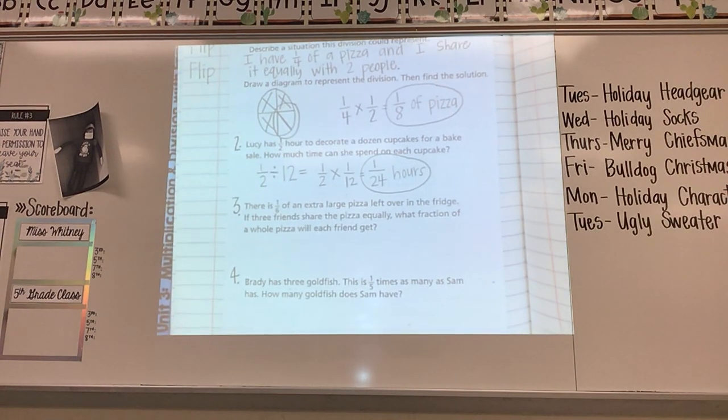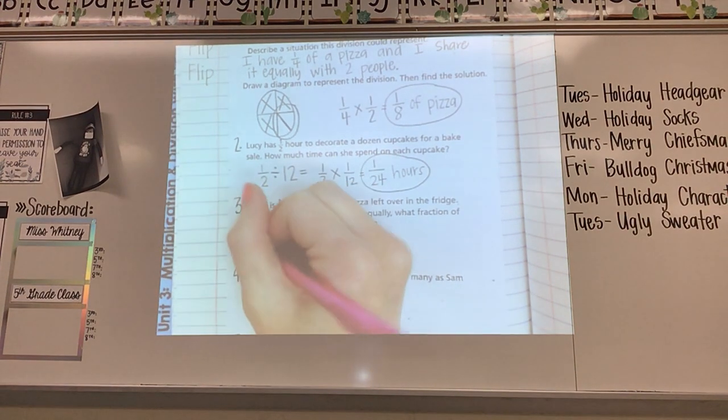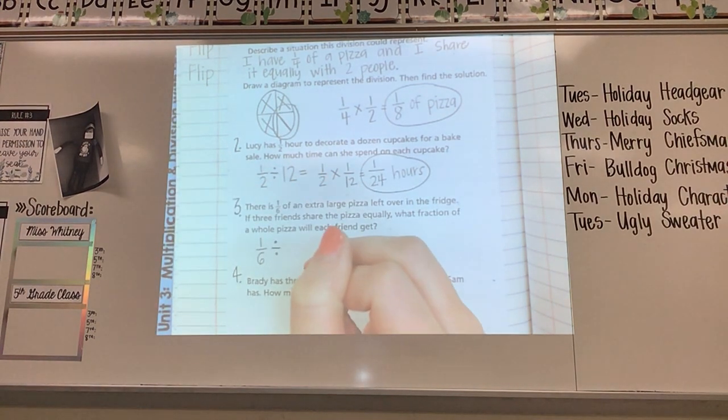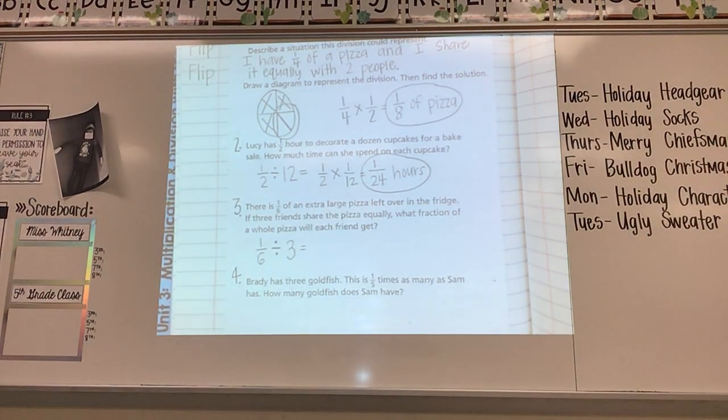Number 3. There are 1/6 of an extra large pizza left over in the fridge. If 3 friends share the pizza equally, what fraction of the whole pizza will each friend get? All right, remember, I want to find them in order. So what number comes first? 1/6 divided by, how many friends am I dividing my pizza between? 3 friends.